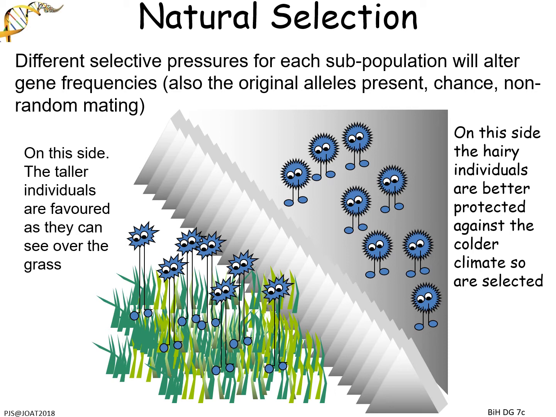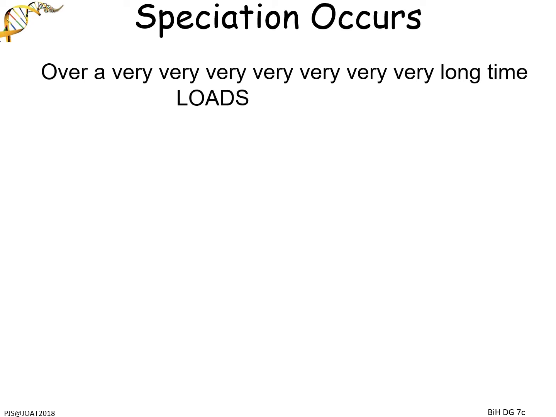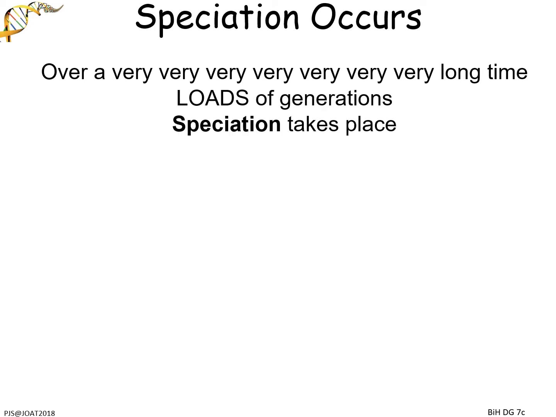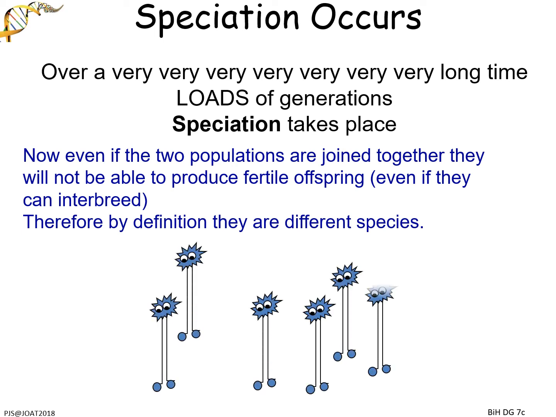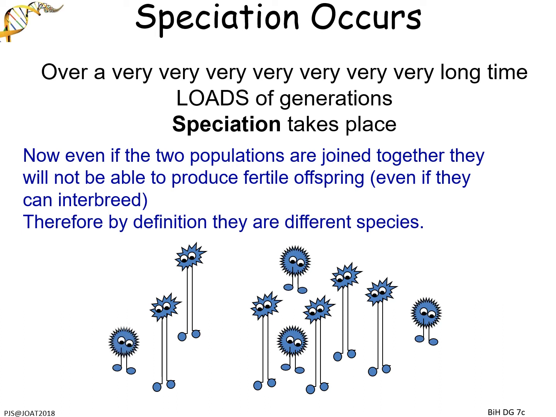The rest of them, we'll just assume they all died out. And eventually that would cause speciation. But it has to be an extremely large number of generations to get to speciation. You can see the evolution before you get to speciation. If you bring them back together and they can't produce fertile offspring, then by our simple definition of it, we would say that these are different species.